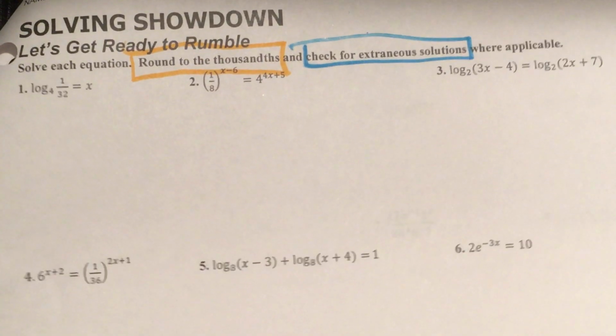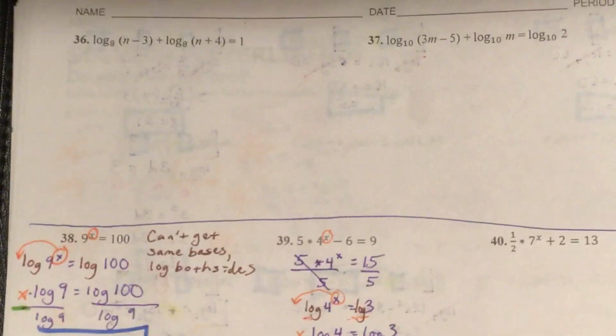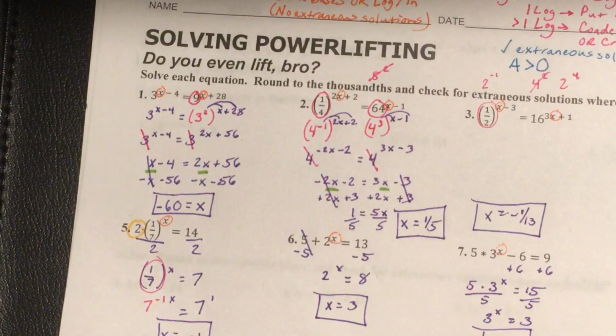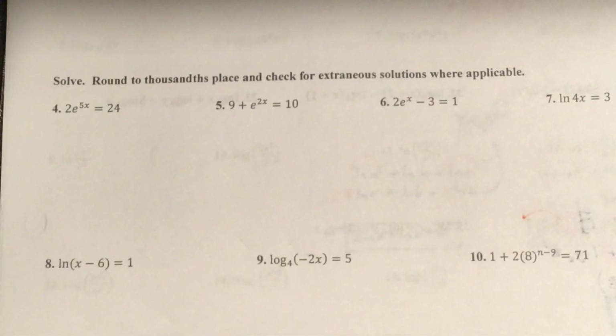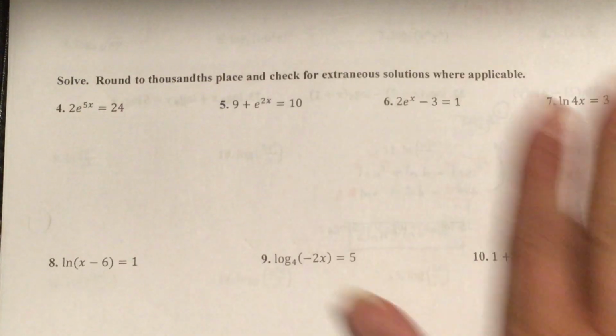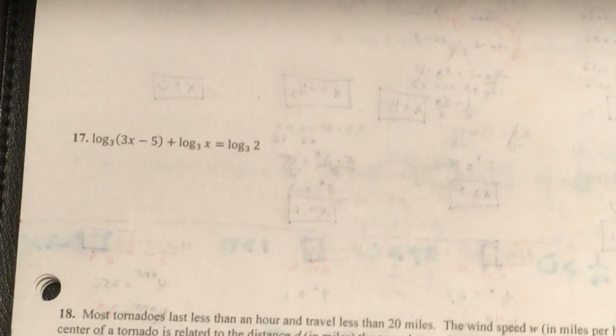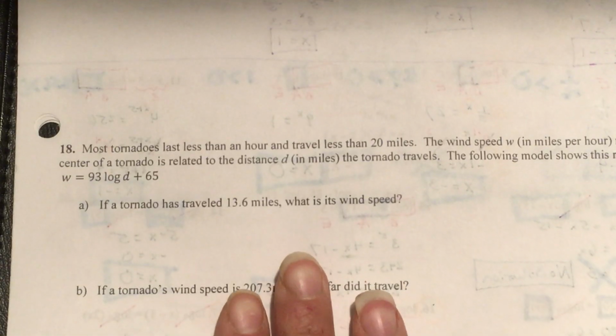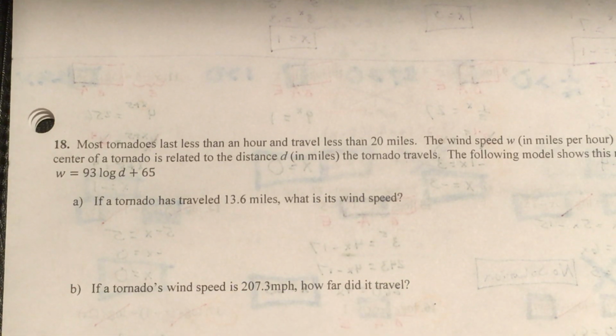On this particular assignment, also, don't forget that you will need to go back and do the remainder of page 10. This is also like that solving showdown where we've got a mixture of different types of solving problems on both page 10 and page 11. And we've got this happy little story problem here for you to do as well.